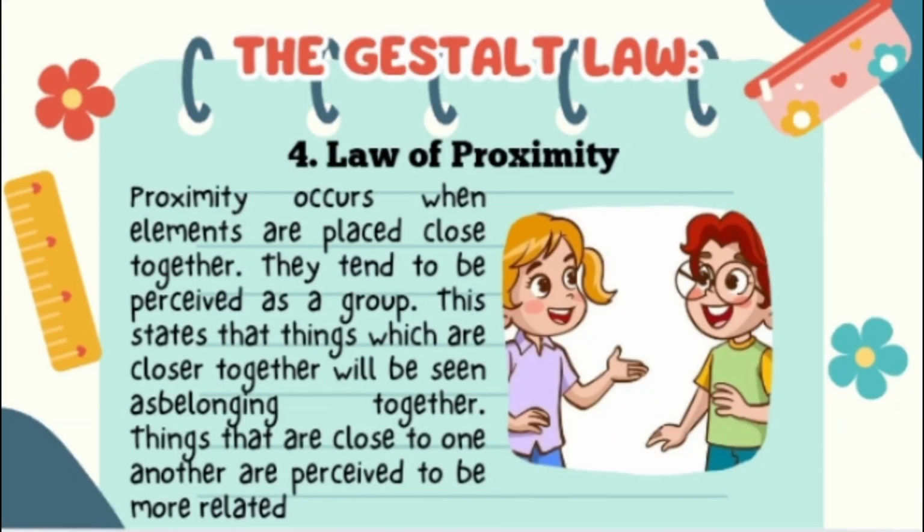Number 4. Law of proximity. Proximity occurs when elements are placed close together. They tend to be perceived as a group. This states that things which are closer together will be seen as belonging together. Things that are close to one another are perceived to be more related.